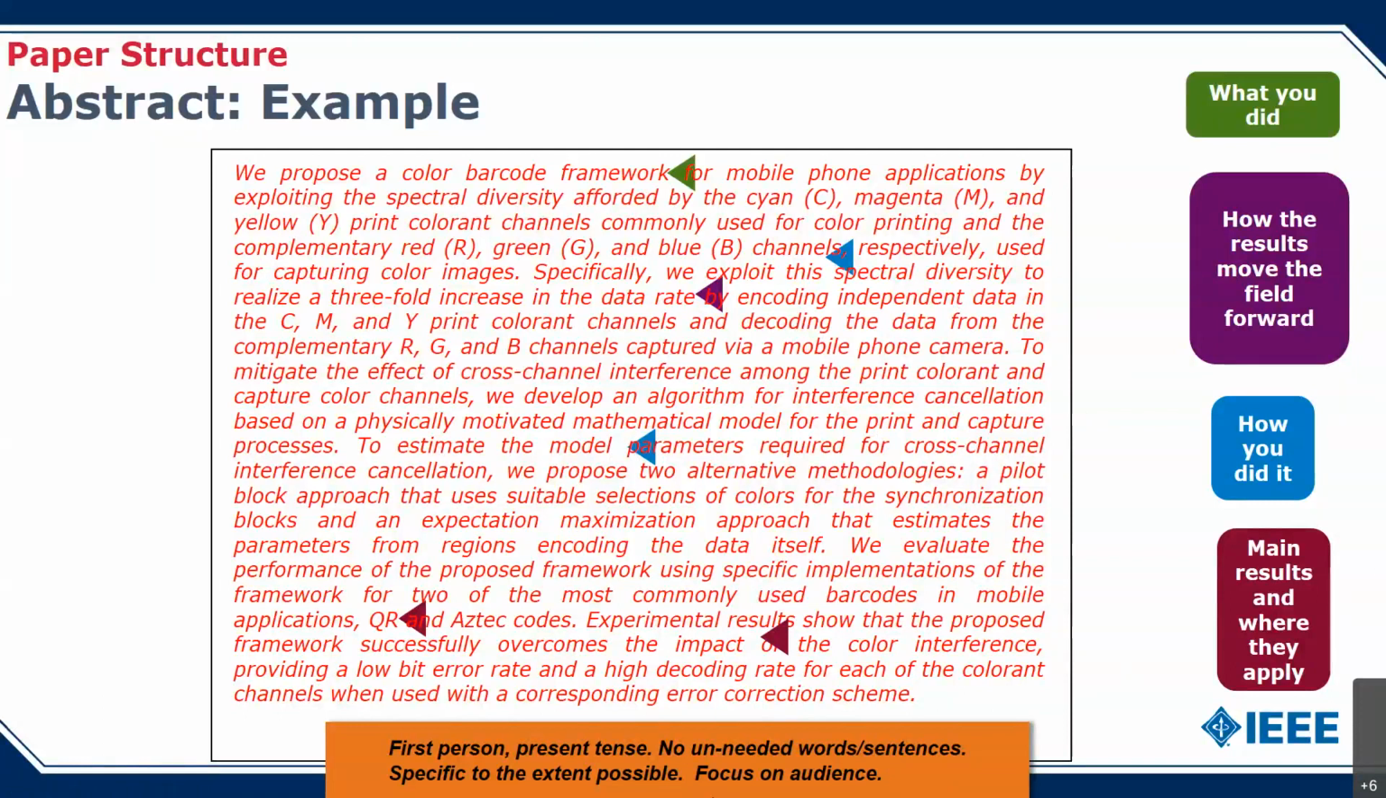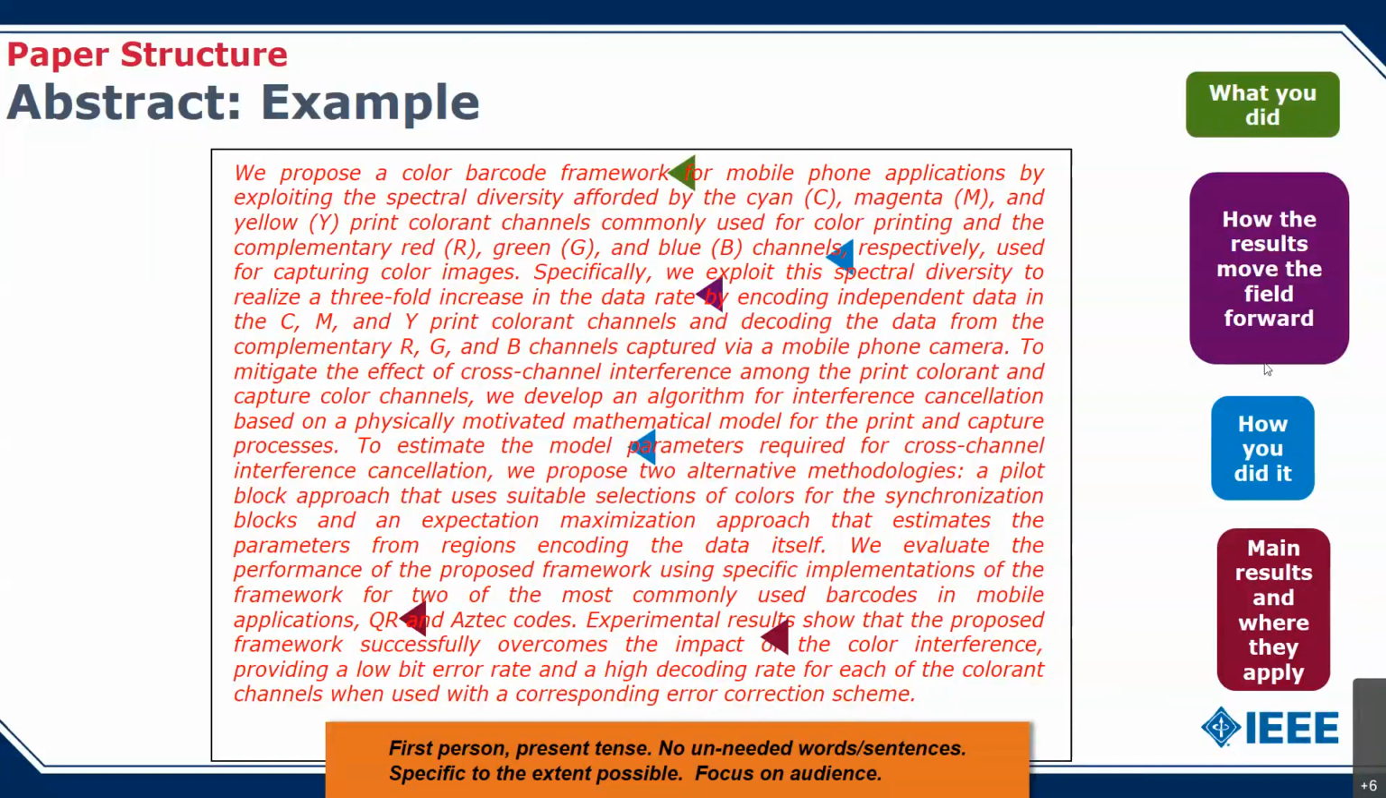All right. Then it's also covering what are the main results. Okay. So what have we accomplished and how this moves the field forward. So we get 3 times the data rate, that's emphasized over here. And then it can be used for any type of barcode, including QR and Aztec codes, which is what we've done the experiments on. We successfully overcome the impact of color interference and get this higher data rate.